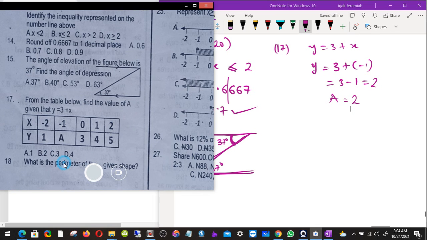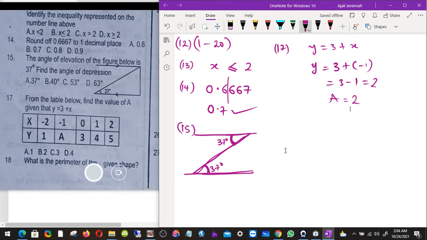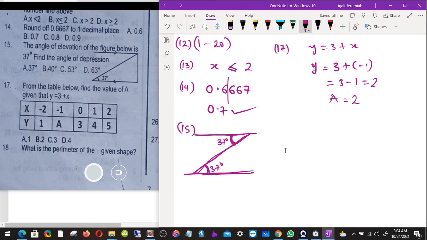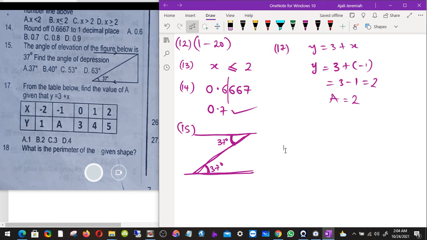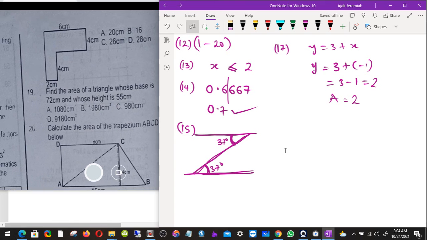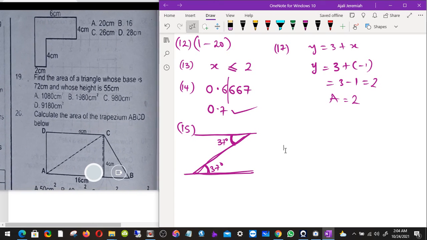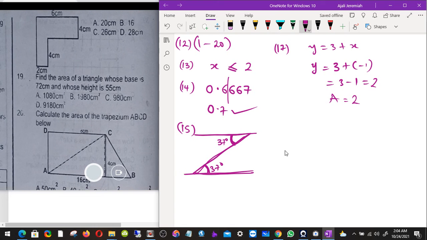Number 18. What is the perimeter of the given shape? Okay, you see the shape up here. What's the perimeter of the given shape? Okay. Interesting. Number 18. What's the perimeter of the given shape?